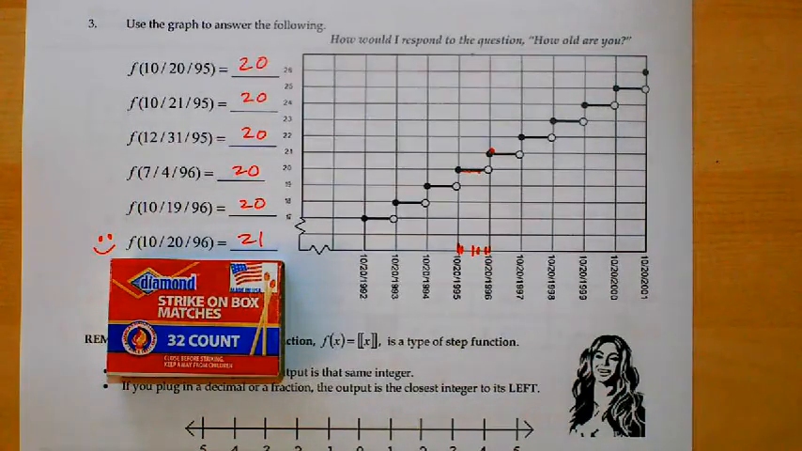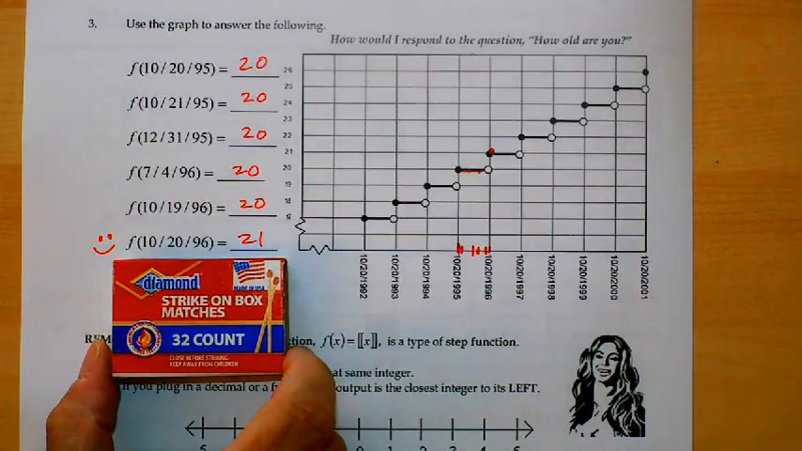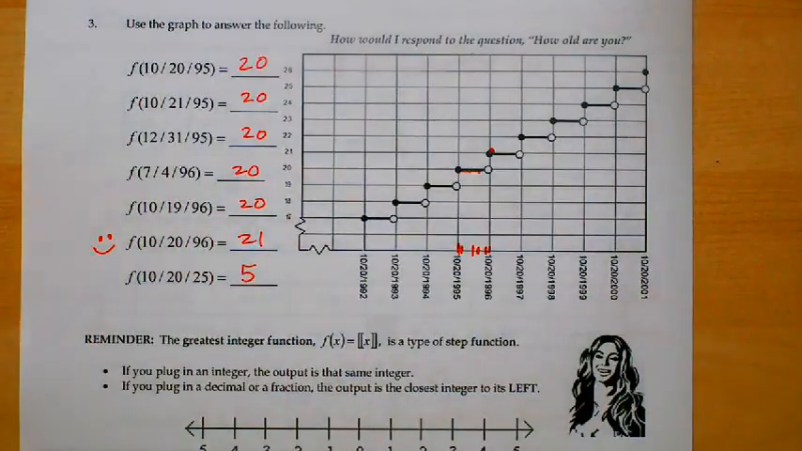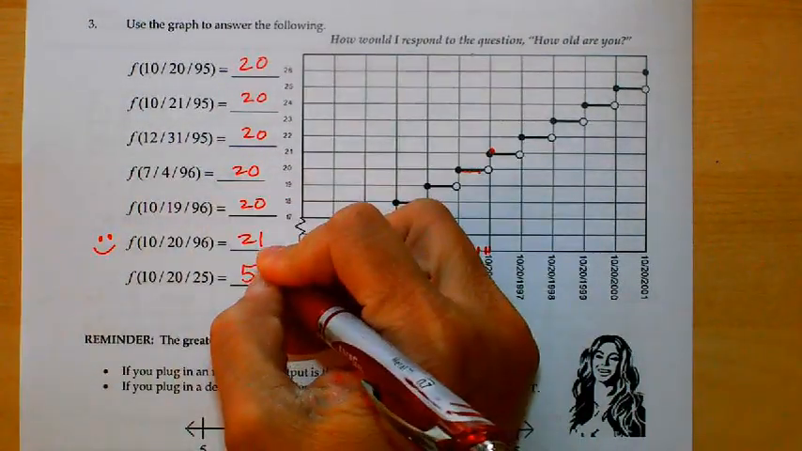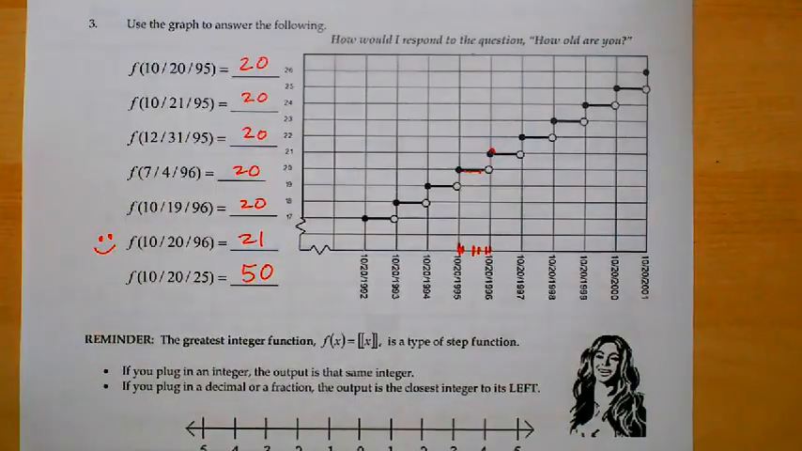And if you were able to do that math, you would be able to figure out, oh boy, October 20th, 2025, I'm not going to be 5. My age is 50 on that day. Okay? So that's a great example of something we call a step function.